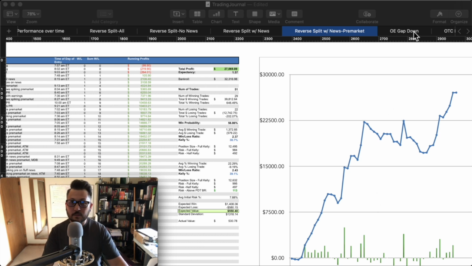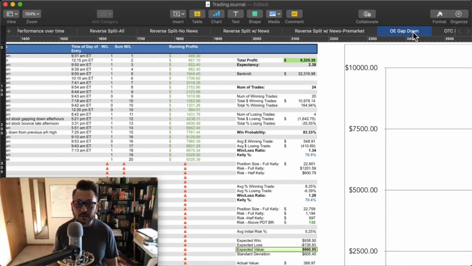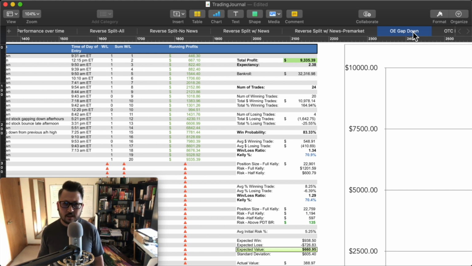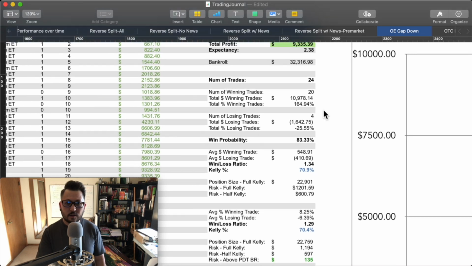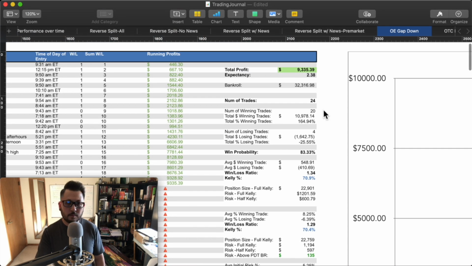So here's some of my other setups. This is my stats for overextended gap downs. This is a short setup, mostly on NASDAQ stocks. I just started playing this more recently. I don't know, about the past 6 months, 9 months or so.